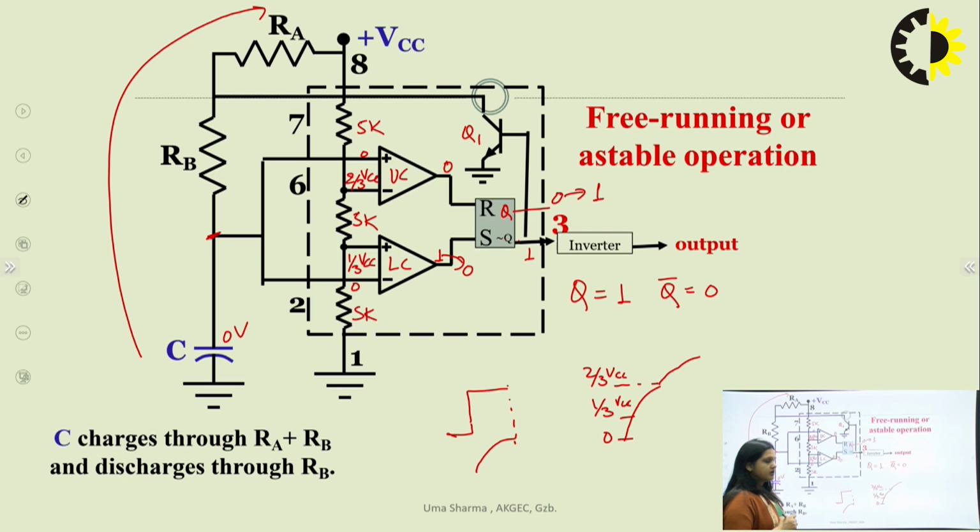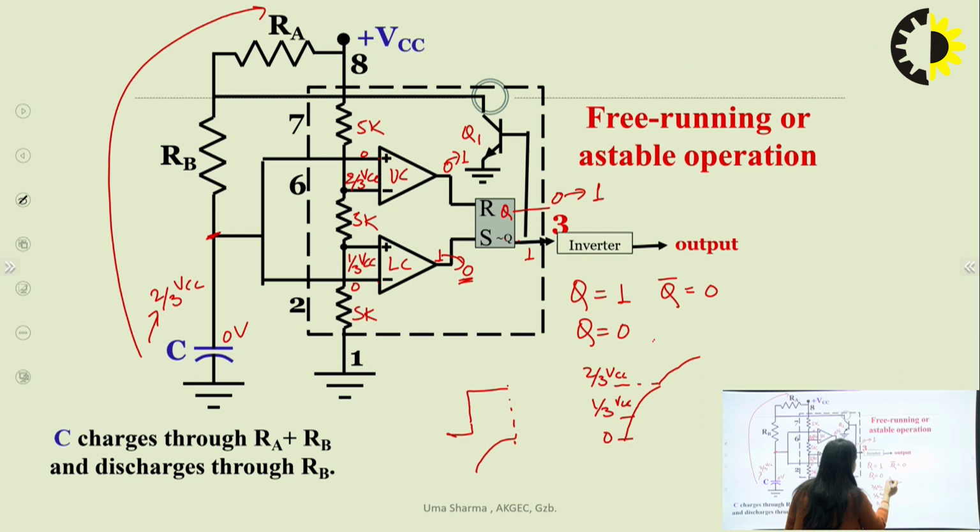This is up to 2/3 VCC. But when the voltage across this capacitor increases beyond 2/3 VCC, the lower comparator is definitely at 0, because the input at the inverting node is 2/3 VCC or more. The output of this lower comparator will be 0, but for the upper comparator, at the non-inverting node the voltage is greater than 2/3 VCC, so that will swing from 0 to 1. So now the input to this RS flip-flop is R equals 1, S equals 0. That will change the output of the flip-flop. In that case, your Q will become 0 and your Q bar will become 1. So the output will become 0 like this.